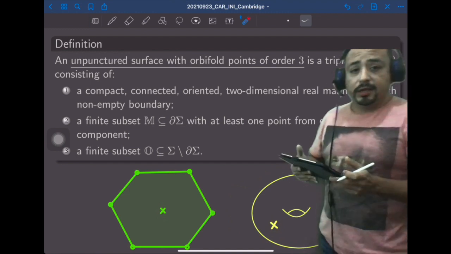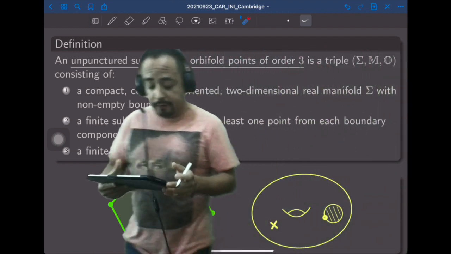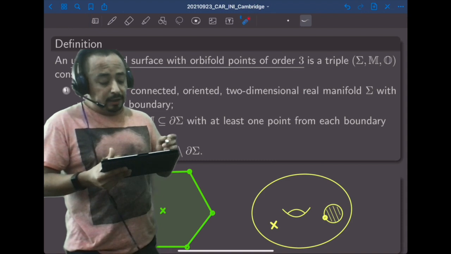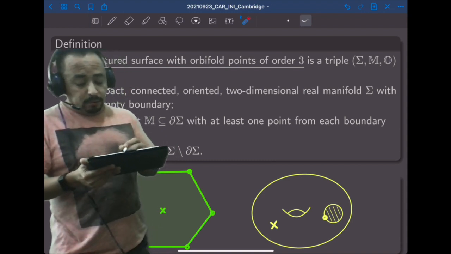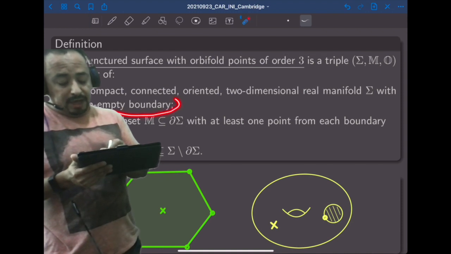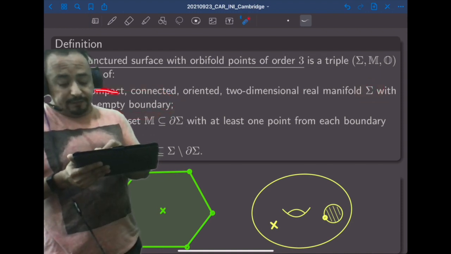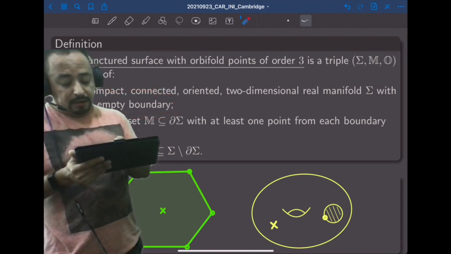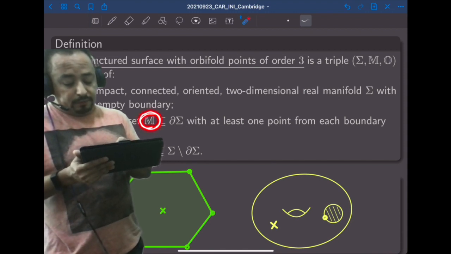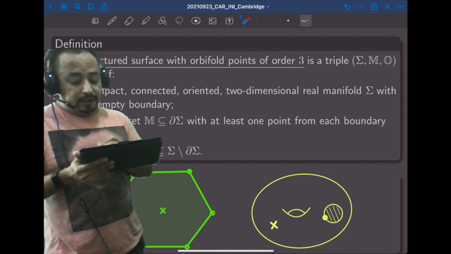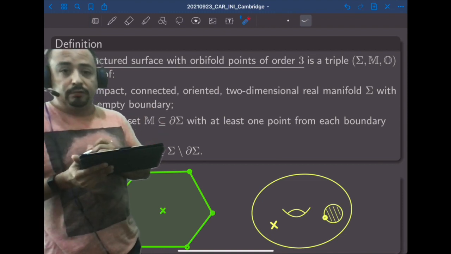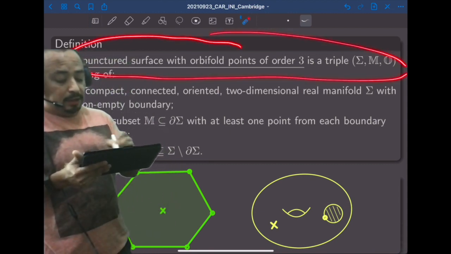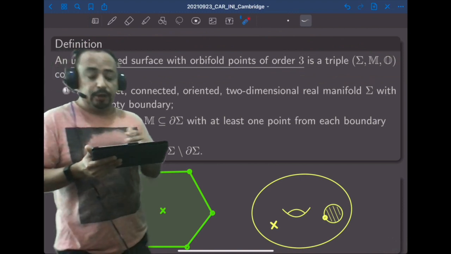Then let me just tell you that of course the general picture is a lot broader, because in general one allows, for instance, the surface to have empty boundary, and also one may allow some of the marked points to lie in the interior of the surface, and the orbifold points don't all have to be of order 3 in the general picture, right? So this is a very specific situation, unpunctured surfaces with orbifold points of order 3. So it's a lot of restrictions.